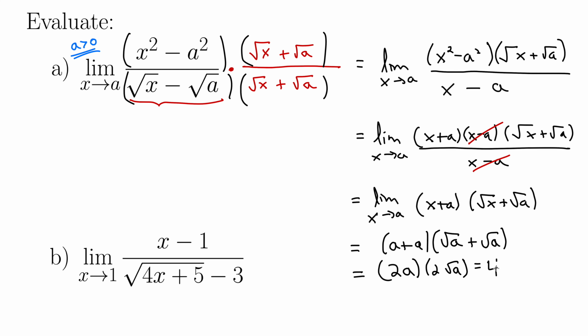Okay, good old arithmetic here. So that's 4 times a rad a. Well, this is a times a to the 1/2. Add those exponents. You get 4a to the 1 plus 1/2 is 3/2.